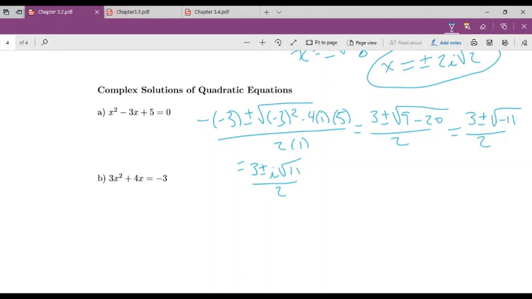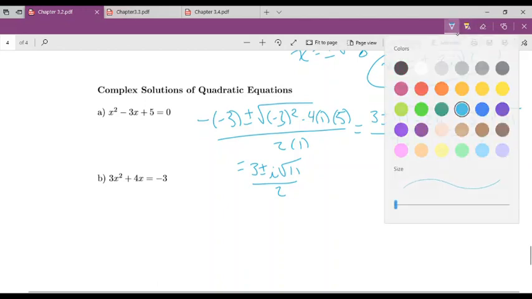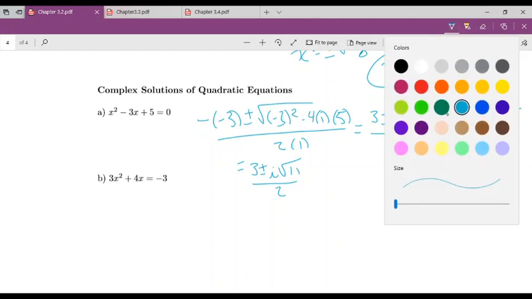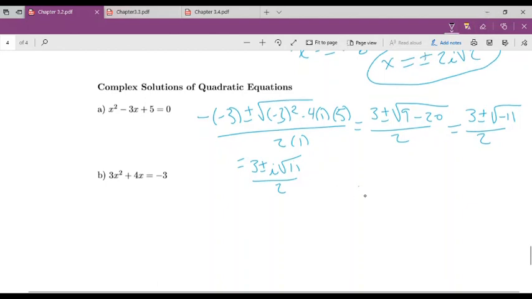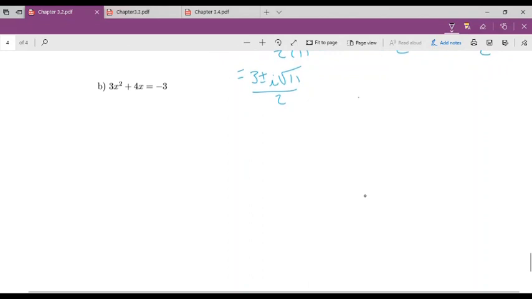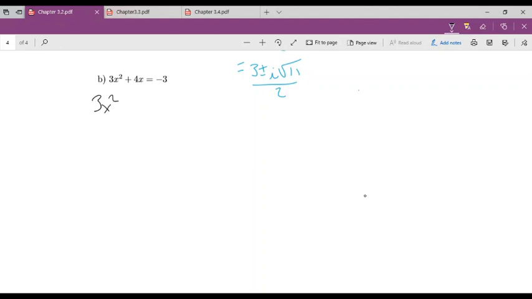Now, let's look at the last one on the page. And now we'll change colors for it. We'll just go plain Jane black here. Okay, so we've got 3x squared plus 4x equals negative 3. Now, if we're going to use the quadratic formula here, let's put it all on one side. So let's add this 3 over and get it on the same side.